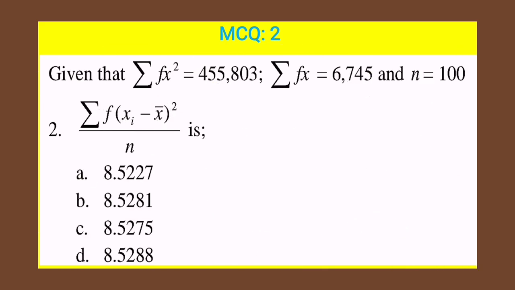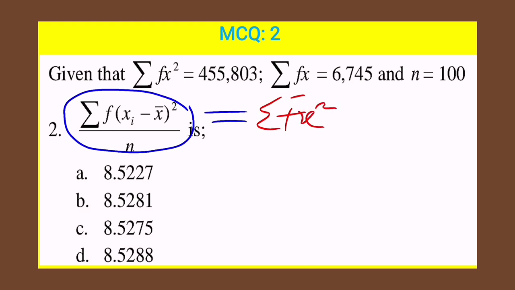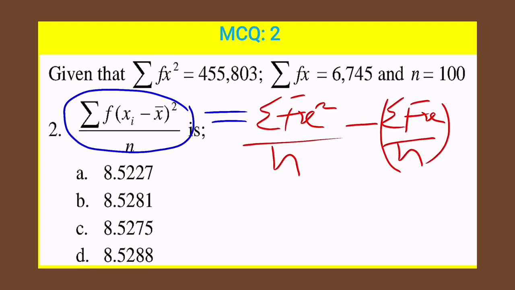Question 2. Given that summation f of x squared is equal to 455,803, summation f of x is equal to 6,745, and n is equal to 100. We are asked to find summation f into bracket x minus x bar all squared divided by n. And remember, this is also equal to summation f of x squared divided by n minus summation f of x divided by n all squared.